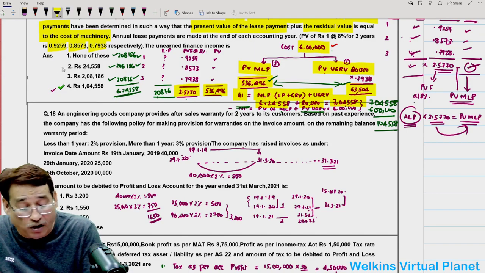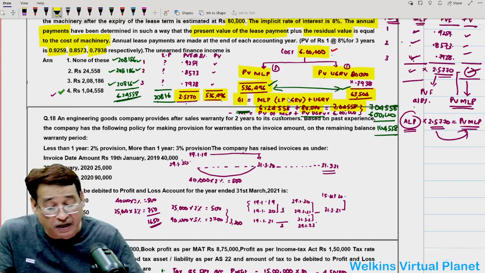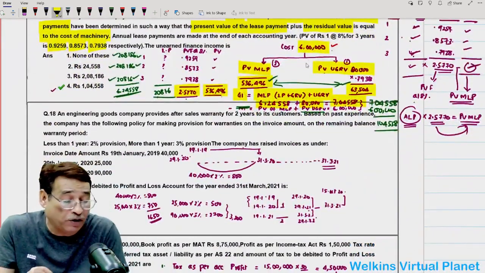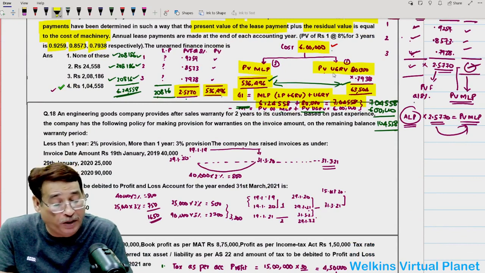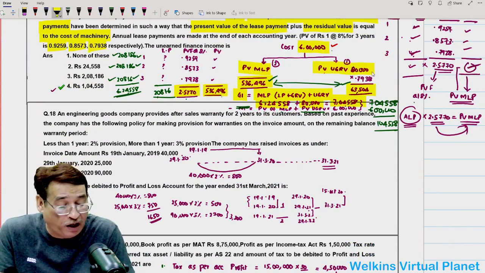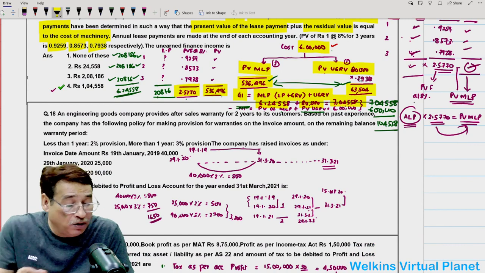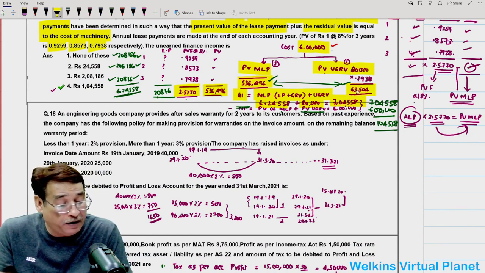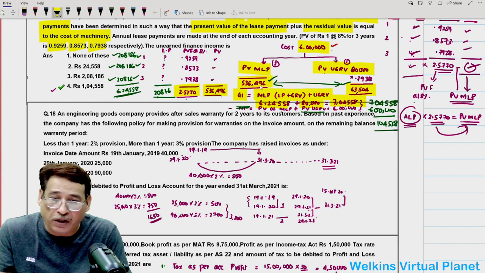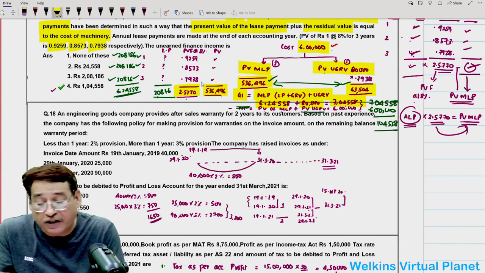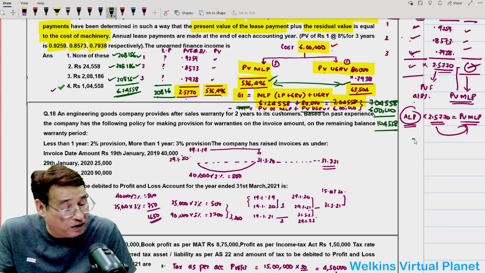So this is how you are going to compute this. The first thing is that you should be aware of this particular rule that cost is always equal to present value of minimum lease payment plus present value of unguaranteed residual value. You compute the present value of unguaranteed residual value. You subtract it from the cost, and you will get the present value of minimum lease payment. Once you get the present value of minimum lease payment, which in this case is equal to 536,496.